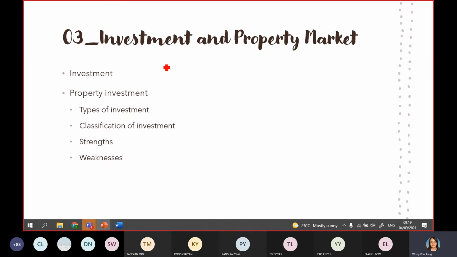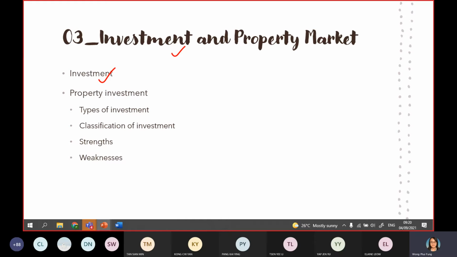Then in chapter number 3, we learned about investment. At the beginning, I introduced to you a few investments such as shares and bonds. I talked heavily about shares and also bonds, but I also introduced that you can invest in FD, gold or currency and so on. So there are a few types of investment other than property investment.